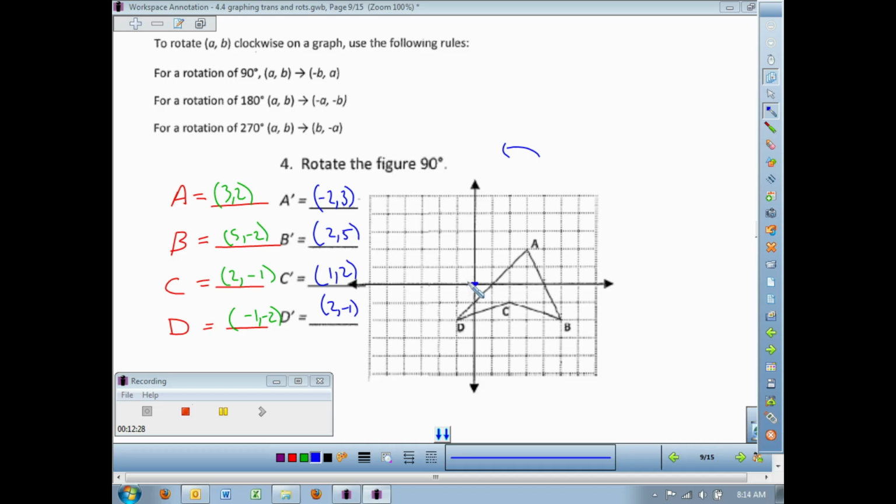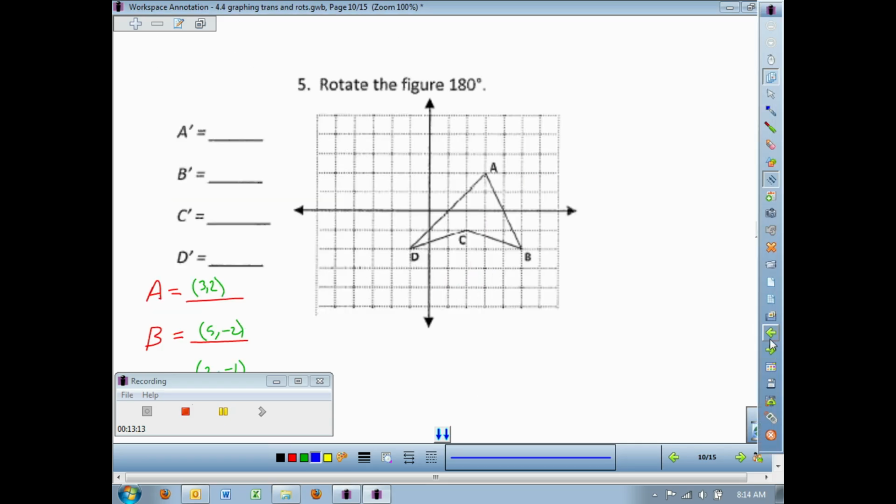A prime's at -2, 3. 1, 2, 3. B prime's at 2, 5. 1, 2, 1, 2, 3, 4, 5. C prime's at 1, 2. D prime's at 2, -1. And then connect them in the right order. Make sure you label them as you go. A to B. How about blue? A to B, B to C prime, C to D prime. That thing just turned a quarter of a turn compared to all the way around, a quarter of a turn counterclockwise.